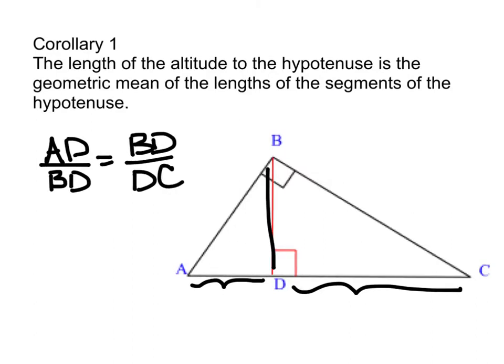When taking a look at this, we notice that in the triangle on the left, we have the shorter leg over the height is equal to, if we look at the triangle on the right, the shorter leg over the height. So short leg over height equals short leg over height.